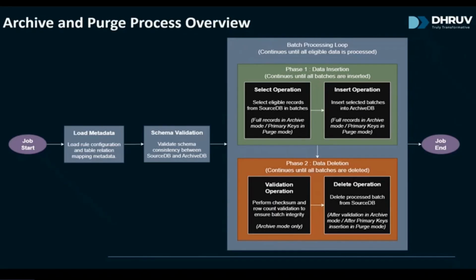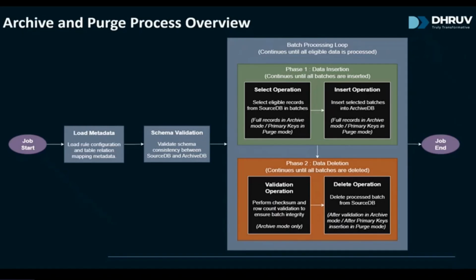Each batch runs in two phases. Phase 1: insert eligible records into the archive database. In phase 1 archive mode, full records are copied. In phase 1 purge mode, only primary keys are stored.